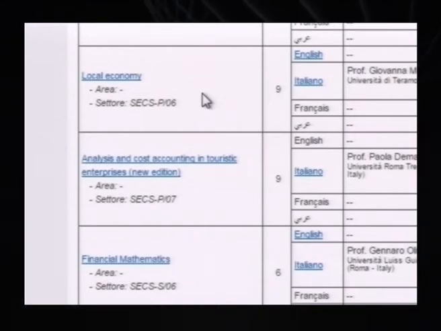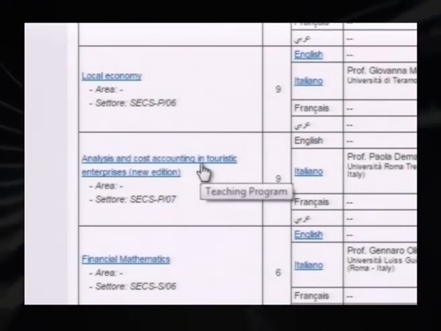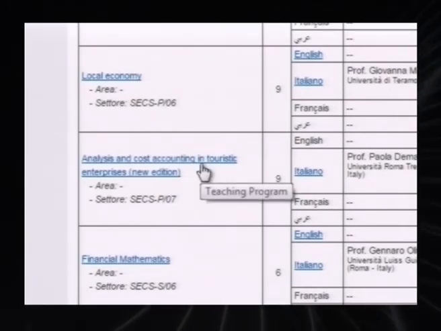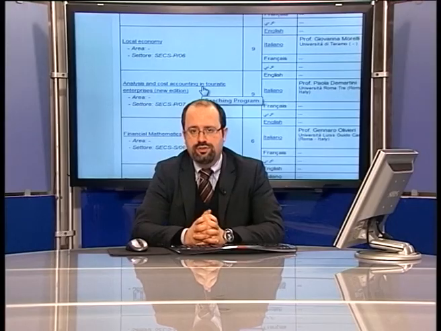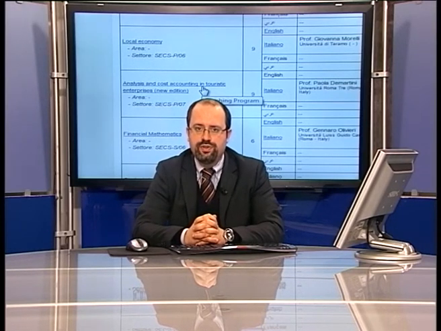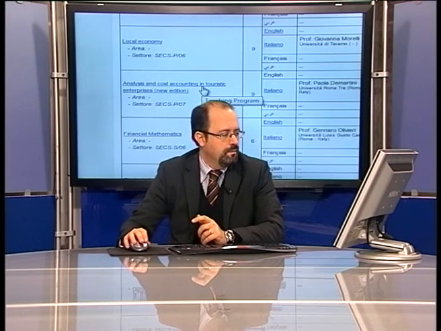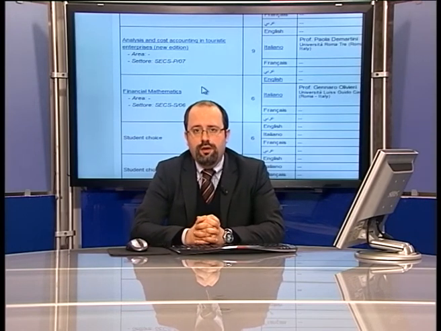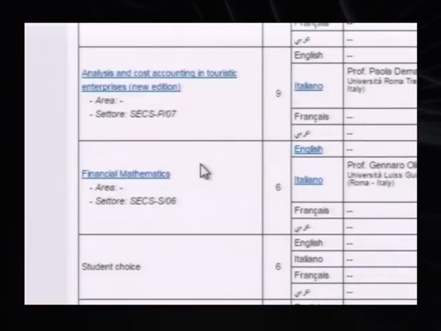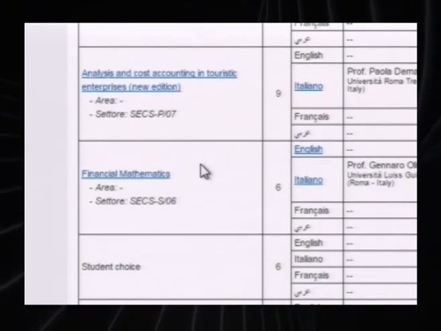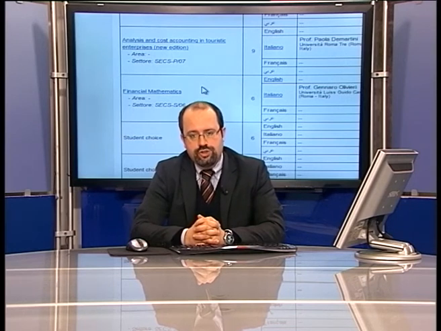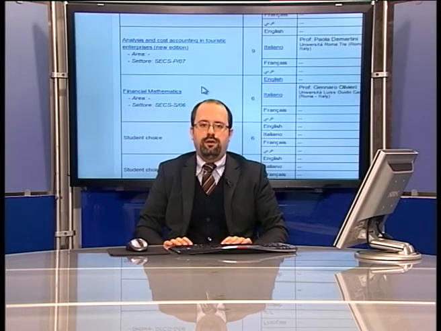Then we have a specific course about touristic enterprises, touristic firms, and this course is about cost analysis, cost accounting, management accounting in the touristic area and in touristic firms. Then, again in the third year, we have a course about financial mathematics. It is a general course that is very important for the student to have a more general view of the economic area.